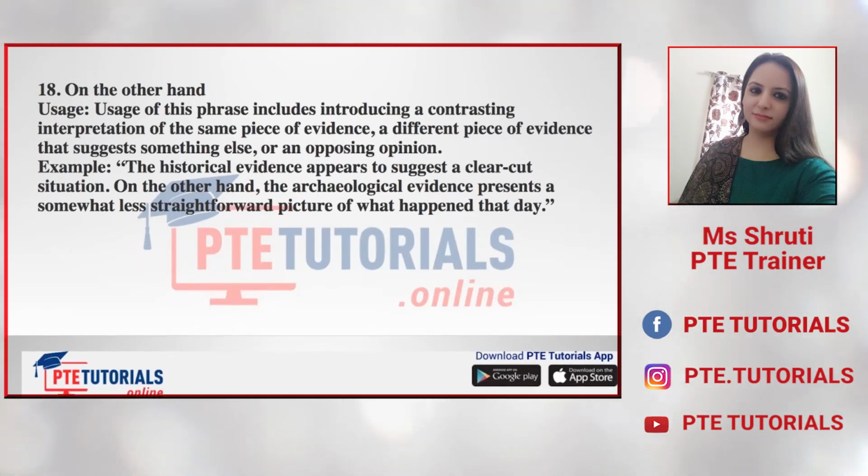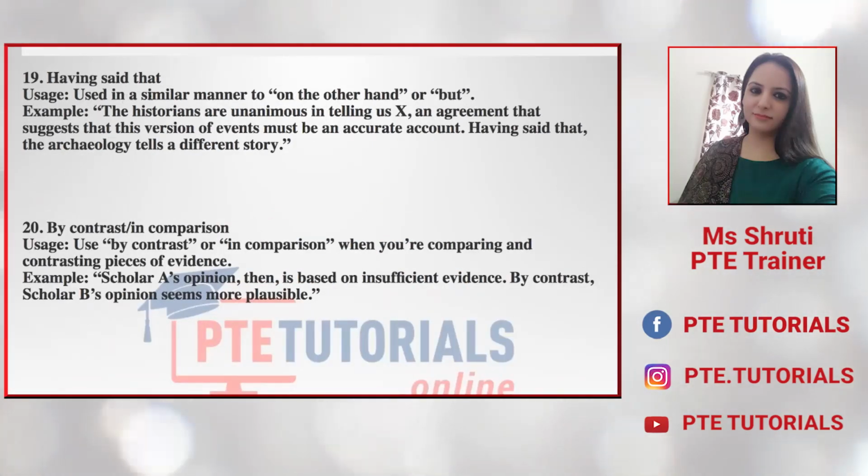Next one is "having said that". You can even use this. It is used in a similar manner to "on the other hand" or "but". For example, the historians are unanimous in telling us X, an agreement that suggests that this version of events must be an accurate account. Having said that, the archaeology tells a different story. Actually, they are stating something, however, instead of using "however" or "but", you are using "having said that". And these are the words to be noted down.